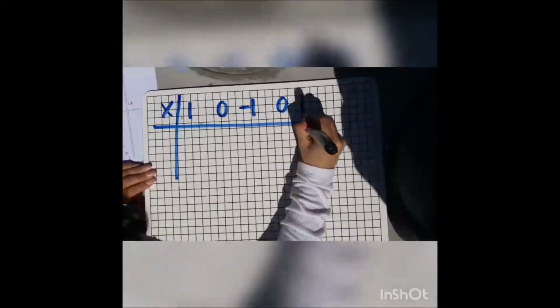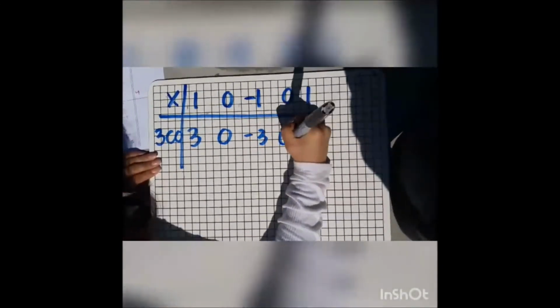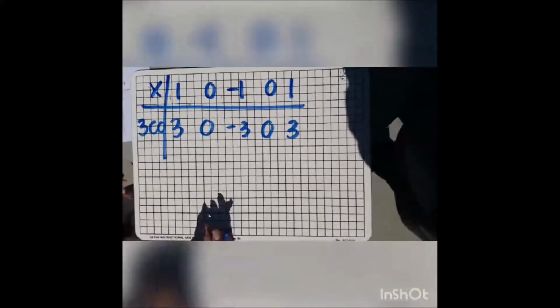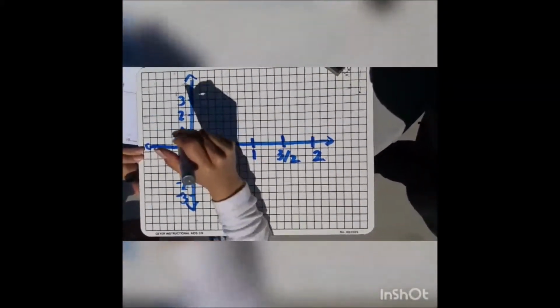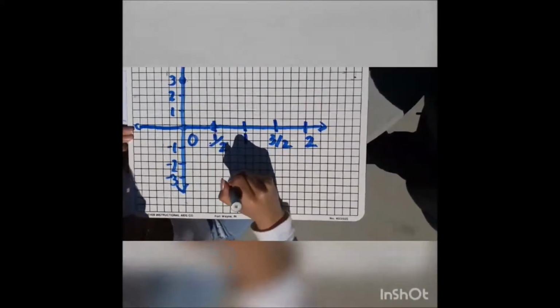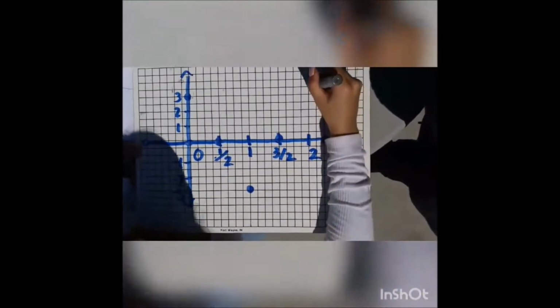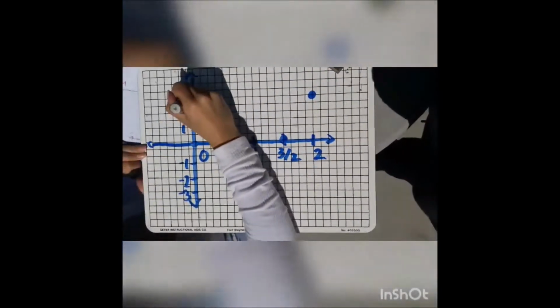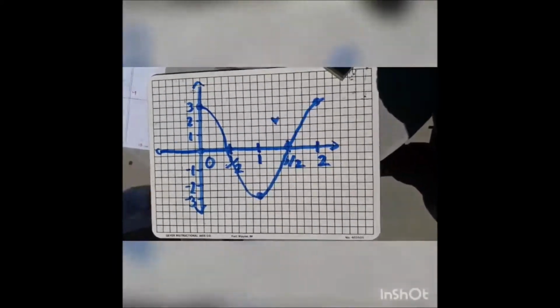We write 3 cosine, and we get 3, 0, -3, 0, and 3. Now we can graph our equation. Now we can plot our x values: 3, 0, -3, 0, and 3. And that's how you graph the equation y equals 3 cosine pi x.